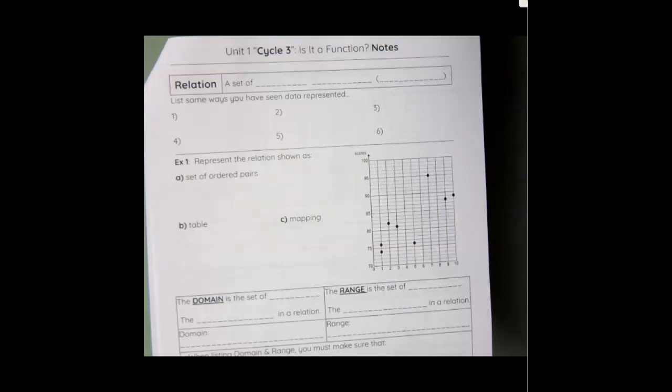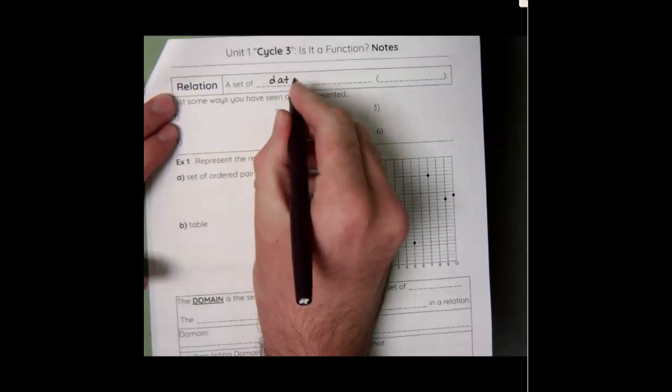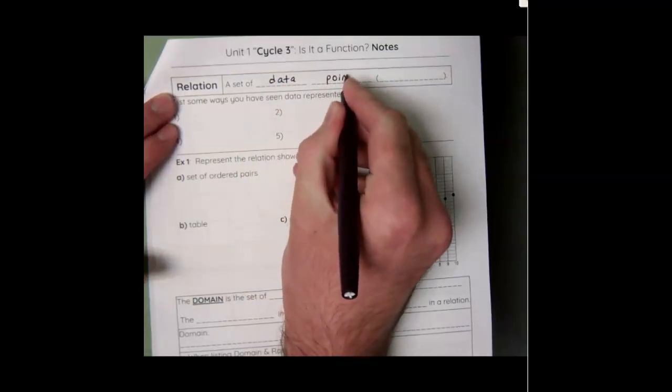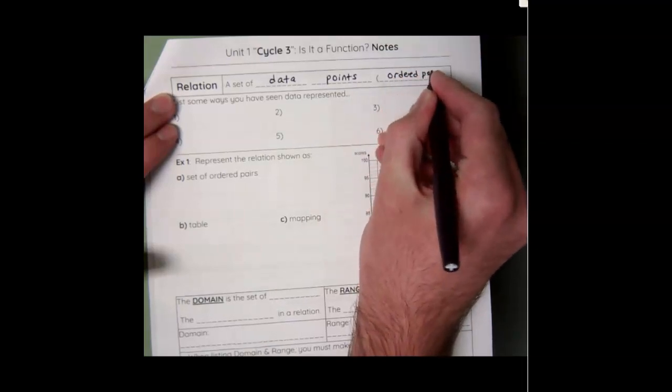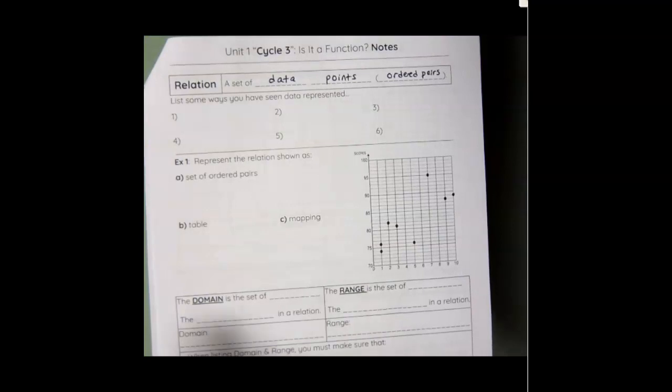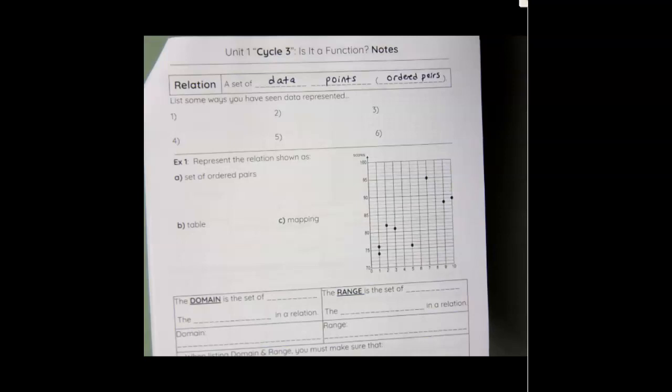All right, welcome to Unit 1, Cycle 3 notes over is it a function? So, a very broad idea is what is called a relation. And all a relation is a set of data points. A lot of times we write them using ordered pairs. So, it's our x and y values, that's data. And we can represent x and y values in a lot of different ways.